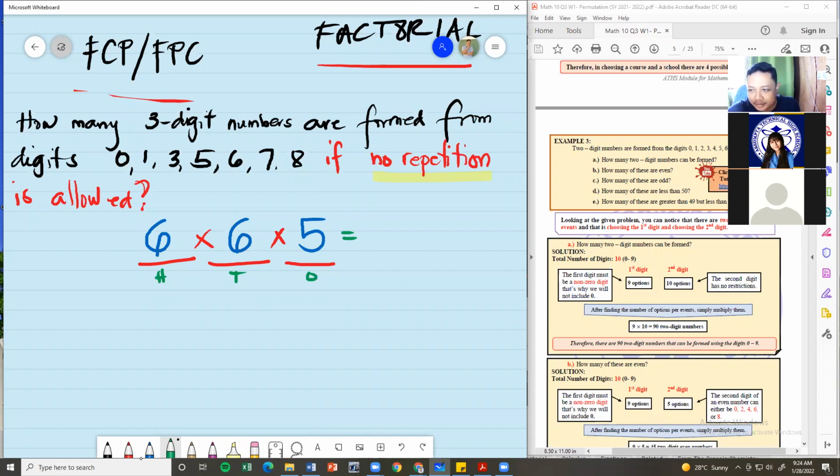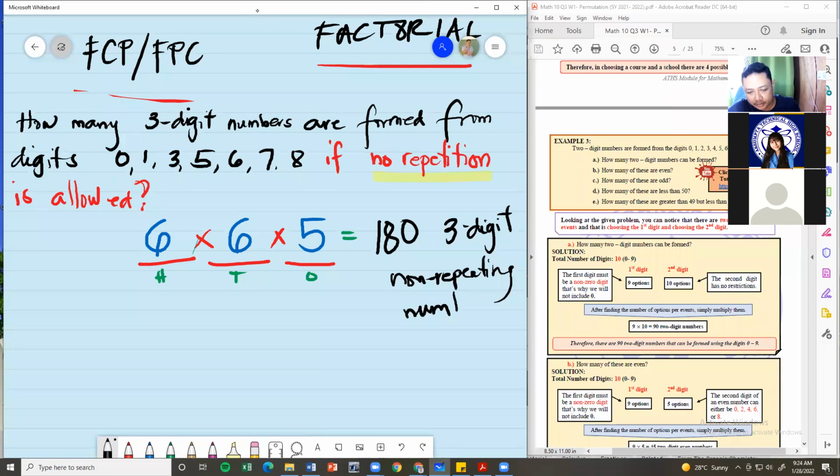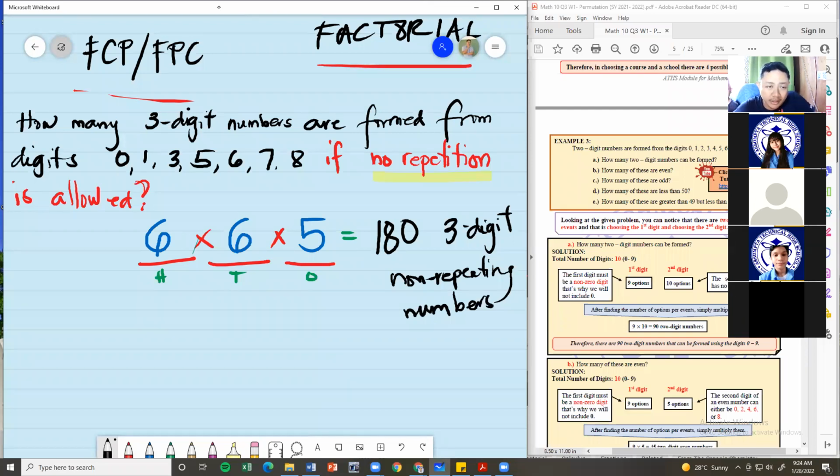Okay, very good. So we only have 180 3-digit non-repeating numbers. Ayan. So, hindi umuulit yung mga yon. In short, very unique yung mga numbers na yon.